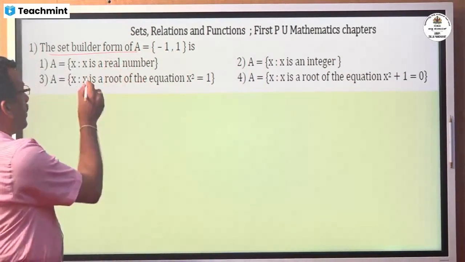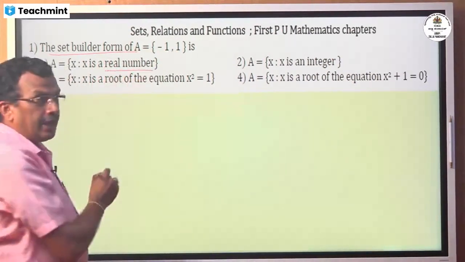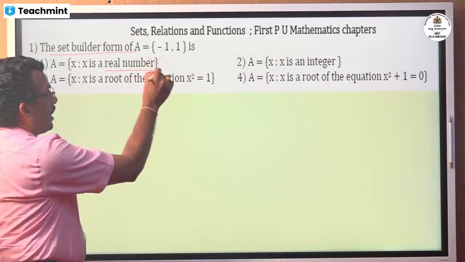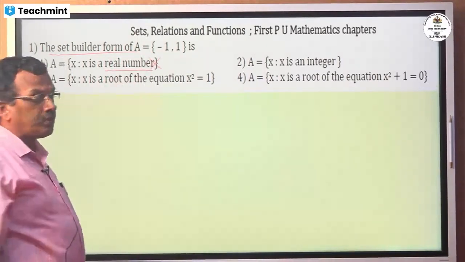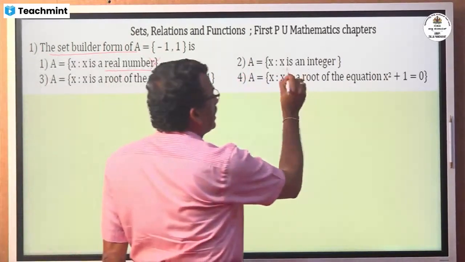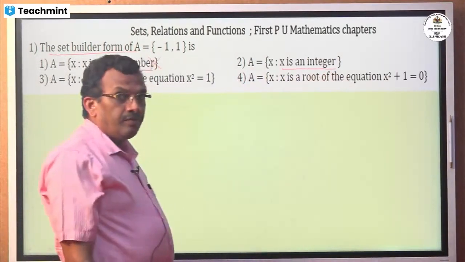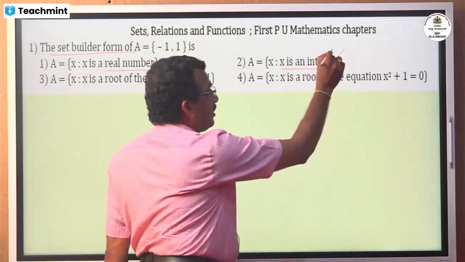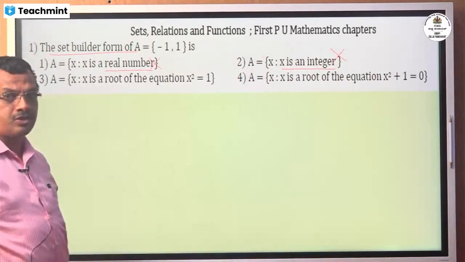As you are observing, the first set is a real number. It is infinite, but the given set is finite. It is not the solution. The second answer is an integer. Integer is an infinite set, but the given answer is finite. It is not the solution.